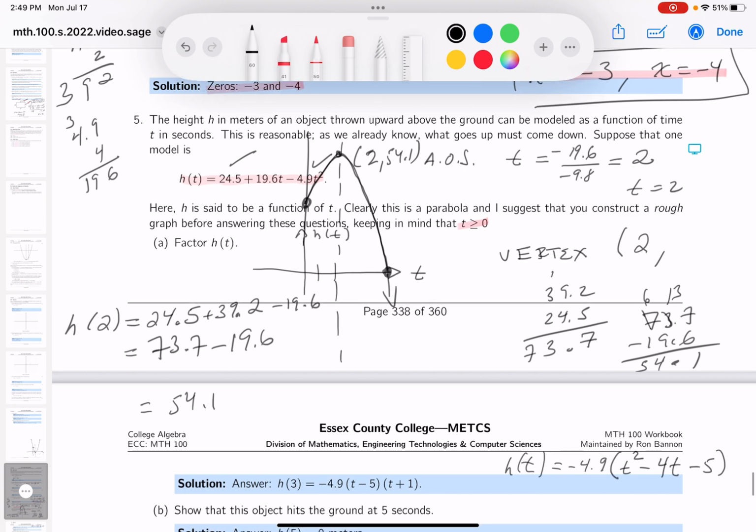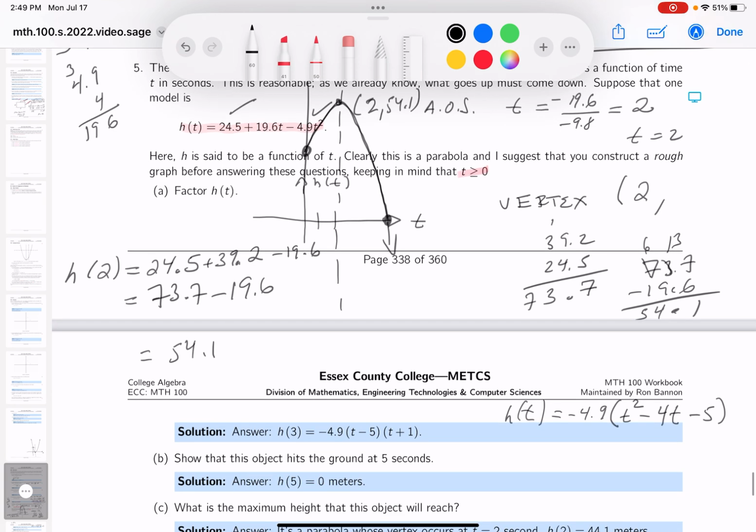What am I going to do over here? I don't know. I'm going to try to factor that now further. And what do you get over here? Minus 4.9, t minus 5, t plus 1. I got it factored. Let's look at the grade key, see how we've done. And I'm seeing it. Minus 4.9 (t minus 5)(t plus 1).